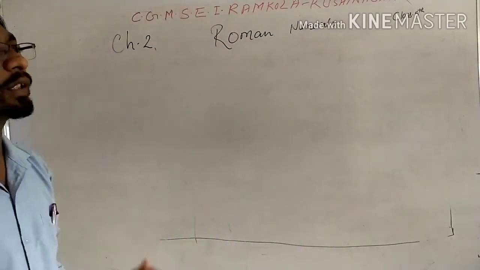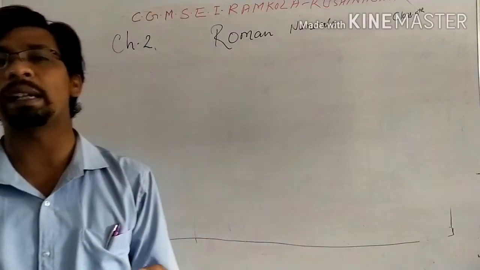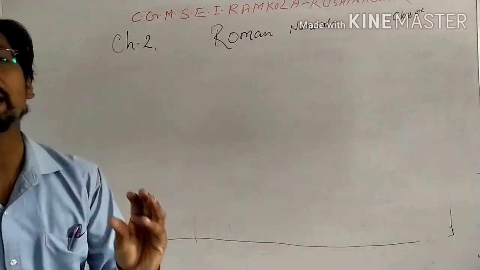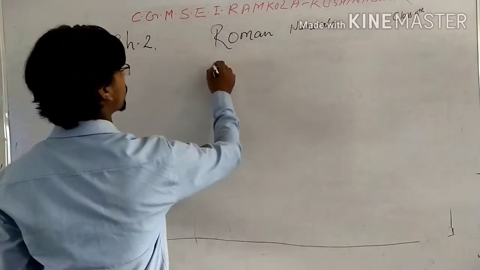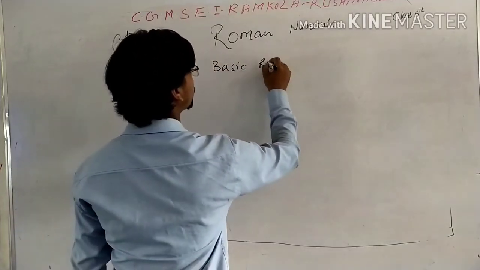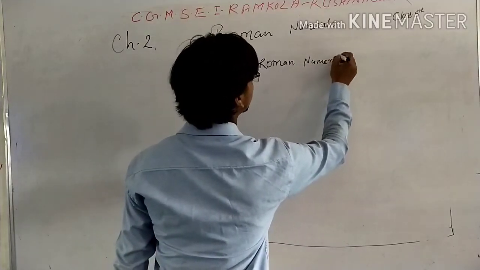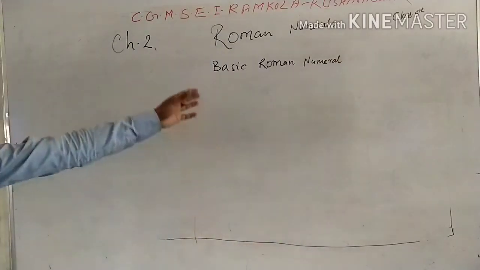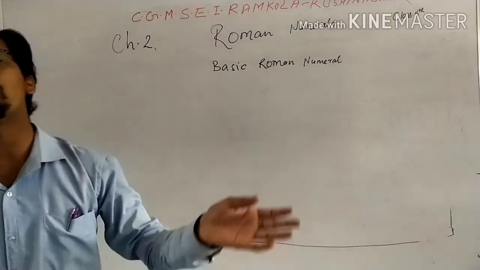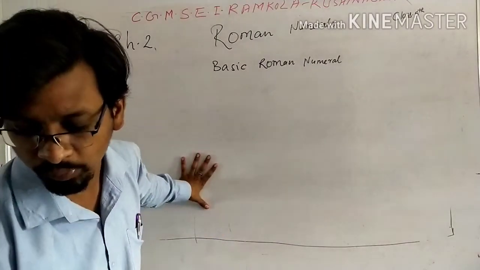Today we also use Roman numerals on your progress card, in numbering, and many other places. So first you have to know what a Roman number is and how we can write it. Before that, you have to know the basic Roman numerals, because after knowing these, you can make any kind of Roman number. There are 7 basic Roman numerals.